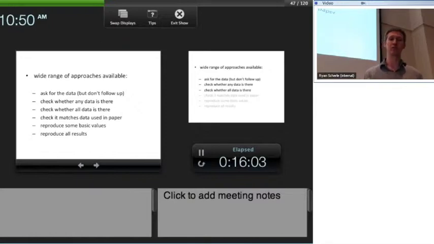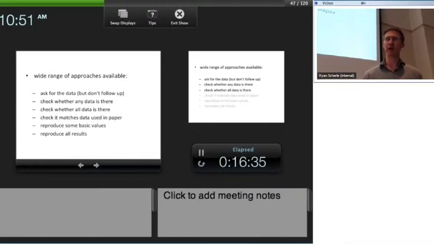Or you could check whether all the data is there, that is, check what data sets are created in the paper and which data sets are present in their data statement or which data sets are present on Dryad, for example. You can try and reproduce some basic values. You can check whether the data that are presented in the paper actually match the data that are online.